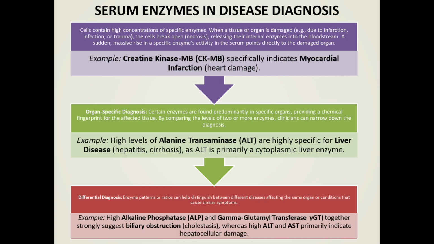Organ-specific diagnosis allows clinicians to narrow down the problem. For example, high levels of alanine transaminase, or ALT, are highly specific for liver disease. Similarly, creatine kinase MB, or CK-MB, specifically indicates myocardial infarction or heart damage. Differential diagnosis uses enzyme patterns, such as high alkaline phosphatase and gamma-glutamyl transferase together, to suggest biliary obstruction.